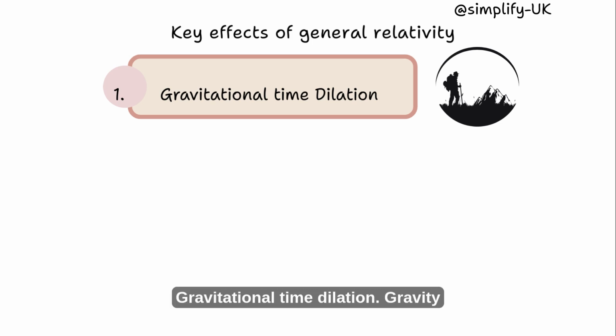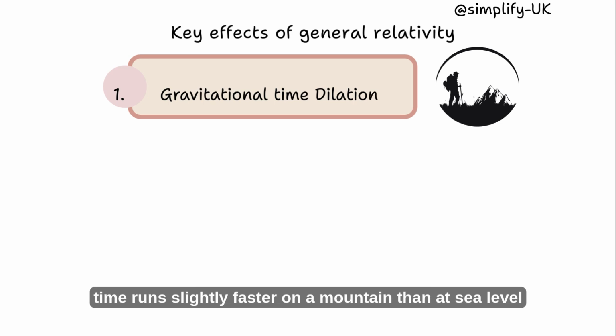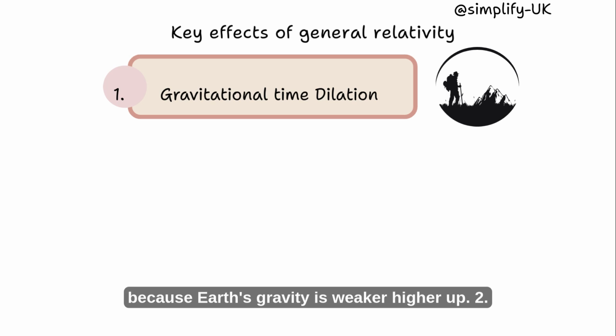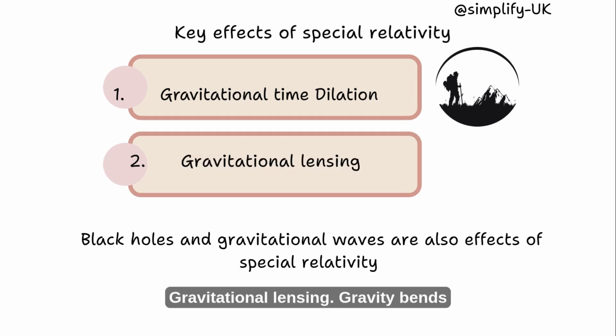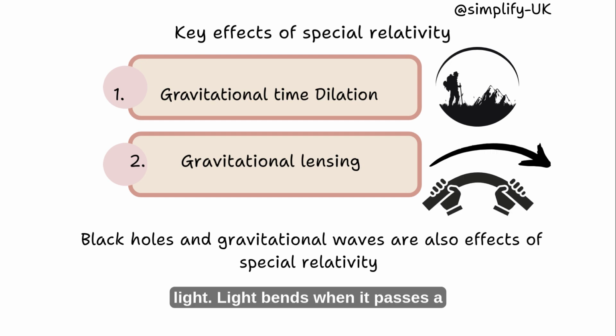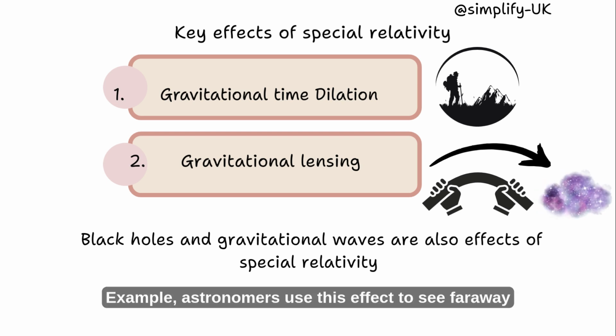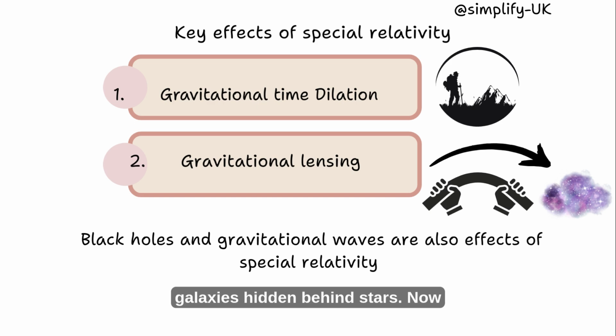1. Gravitational time dilation. Gravity slows time. The stronger the gravity, the slower time moves. Example, time runs slightly faster on a mountain than at sea level because Earth's gravity is weaker higher up. 2. Gravitational lensing. Gravity bends light. Light bends when it passes a strong gravitational field, like around the sun. Example, astronomers use this effect to see faraway galaxies hidden behind stars.